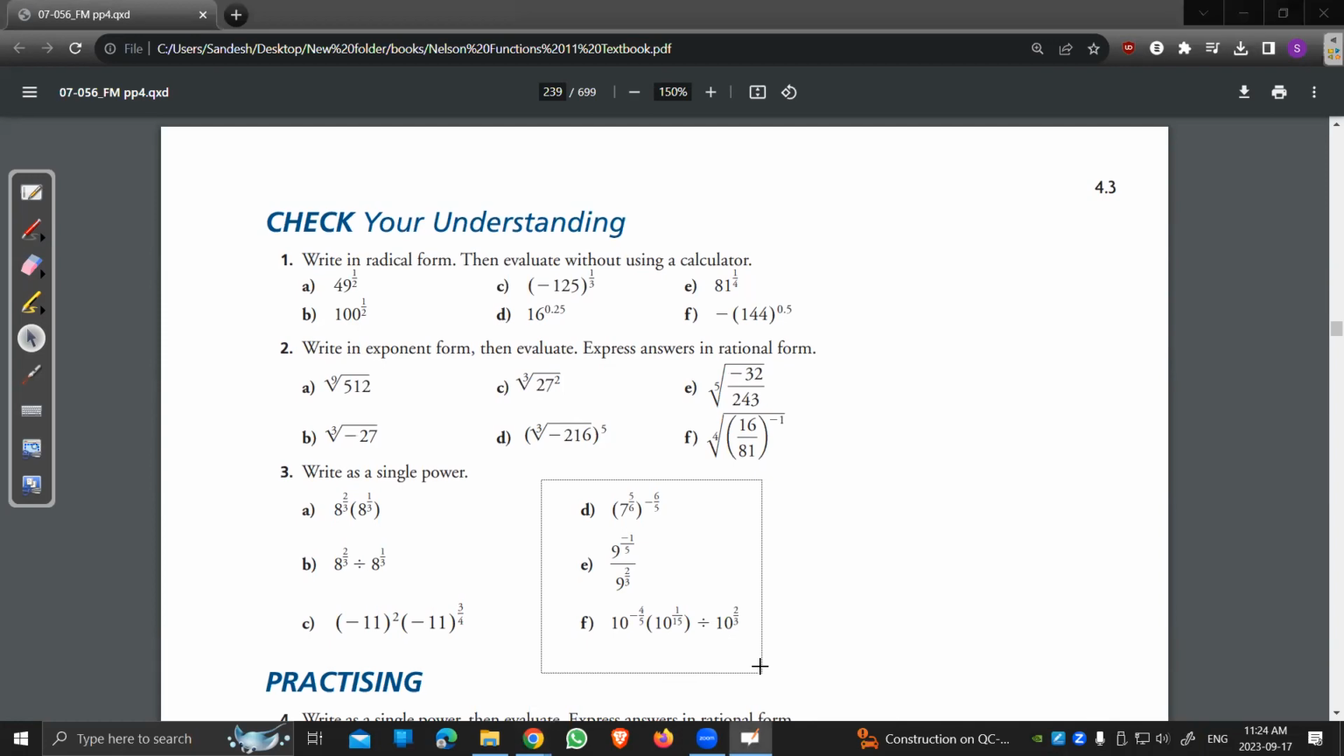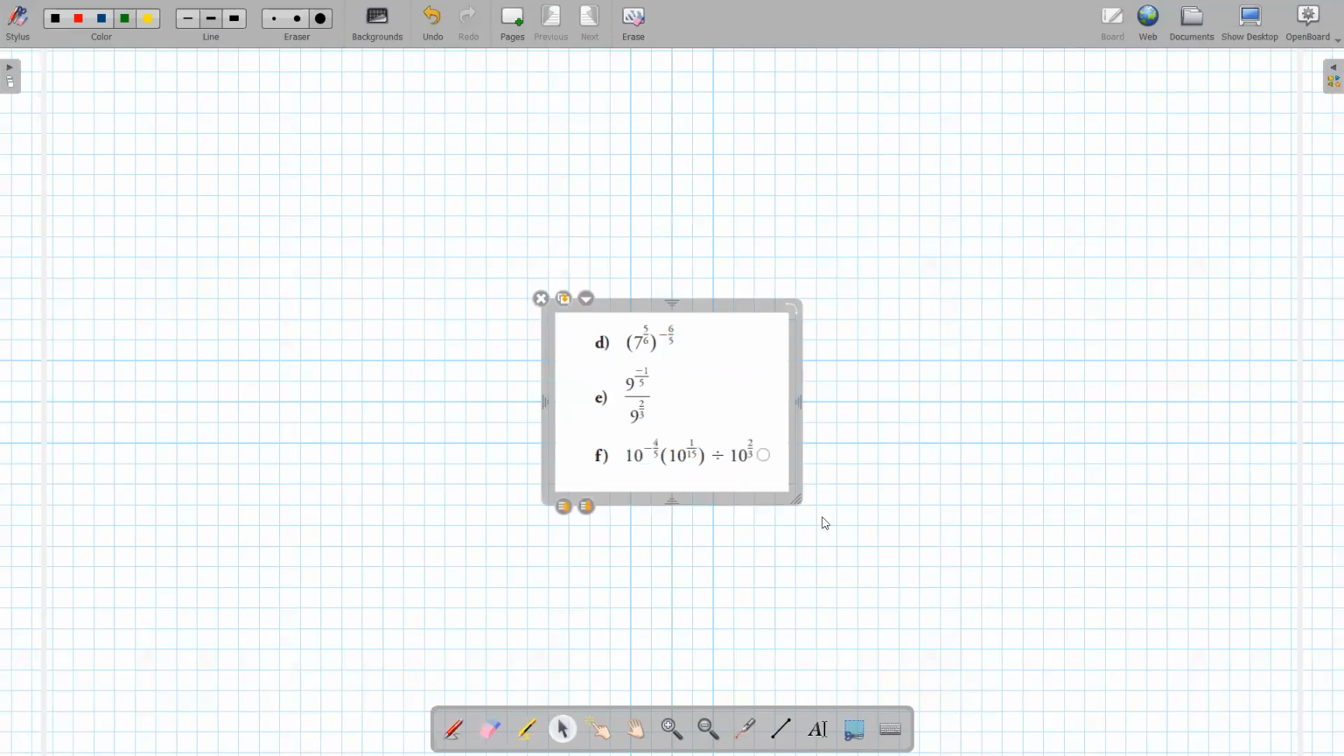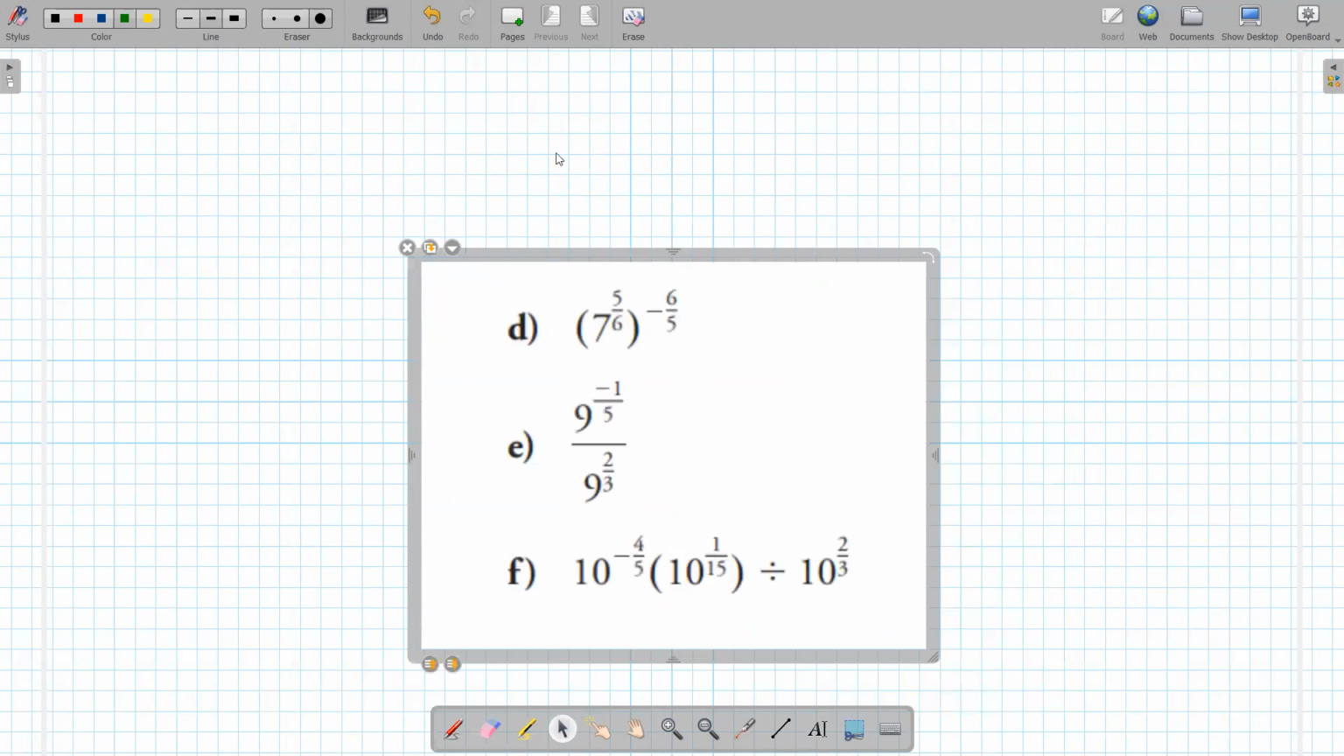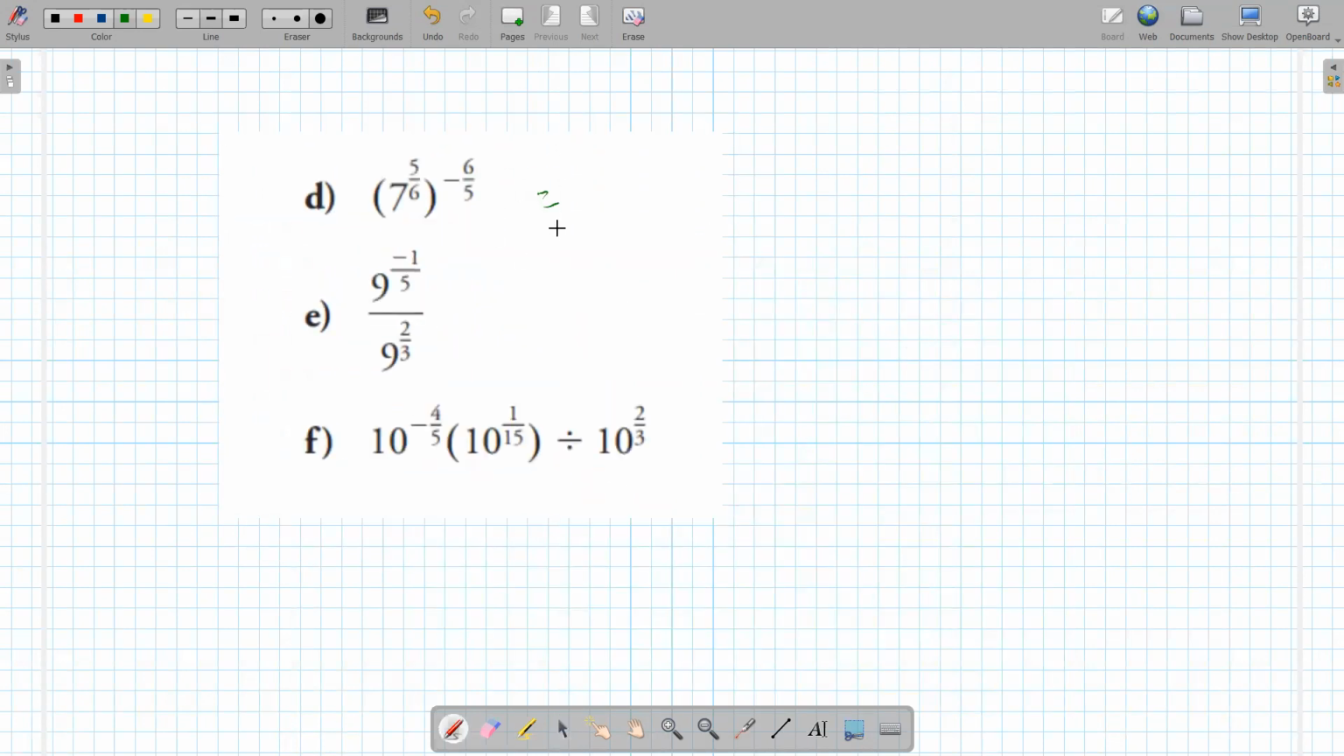These are also pretty simple. It says express as a single power, so we don't need to evaluate it. We just need to write this as a single power. What do we do for D? Do we add them, subtract them, multiply them, divide them? You multiply them. What do you get? If you multiply those two exponents, what do you get? To the power of -1. Yep, and that's it.